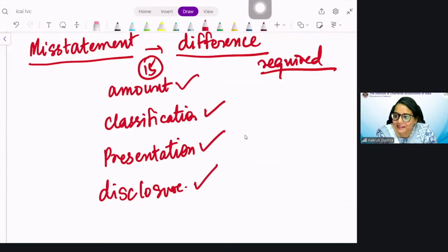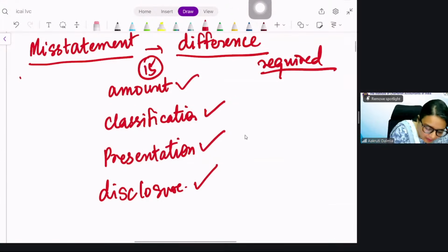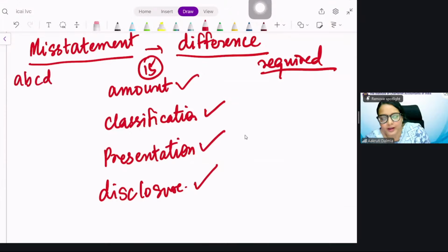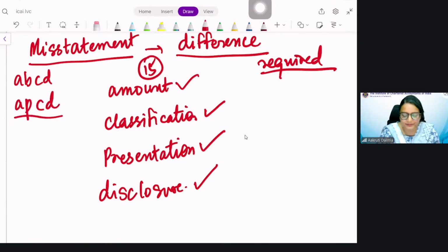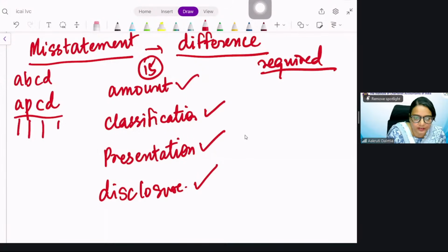So how do I remember it? It's a very funny, silly thing. Everyone knows ABCD, right? A, B, C, D, E, F, G. But how will we remember? Misstatement means something went wrong, so it becomes APCD. What is APCD? Misstatement. So amount, presentation, classification, disclosure. Something is wrong with ABCD, so what is wrong? Misstatement. Amount, presentation, classification, disclosure. So will you remember?